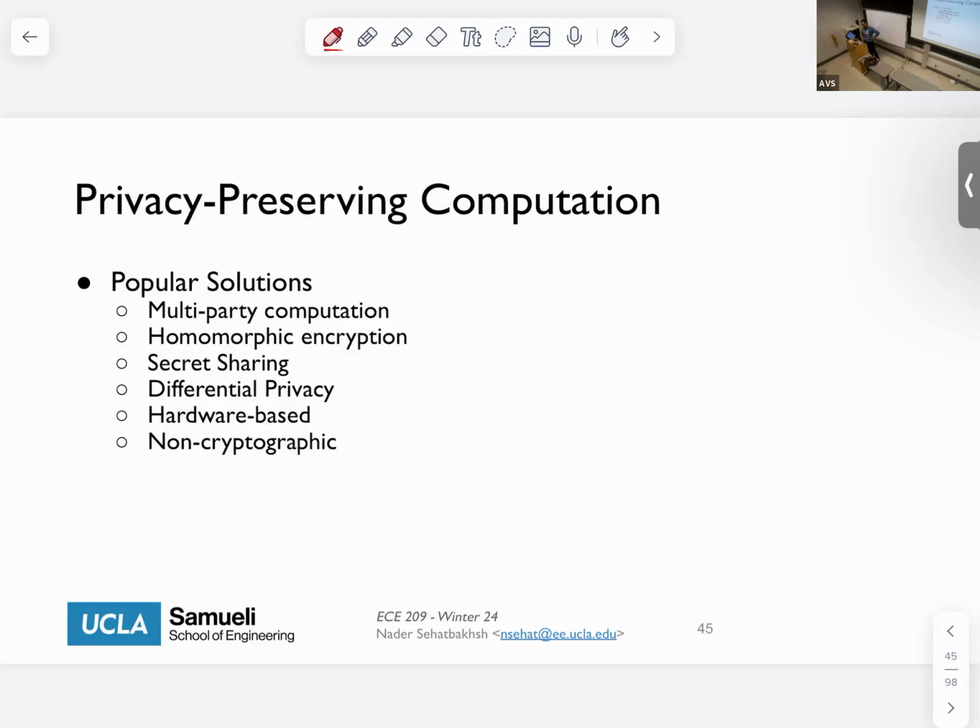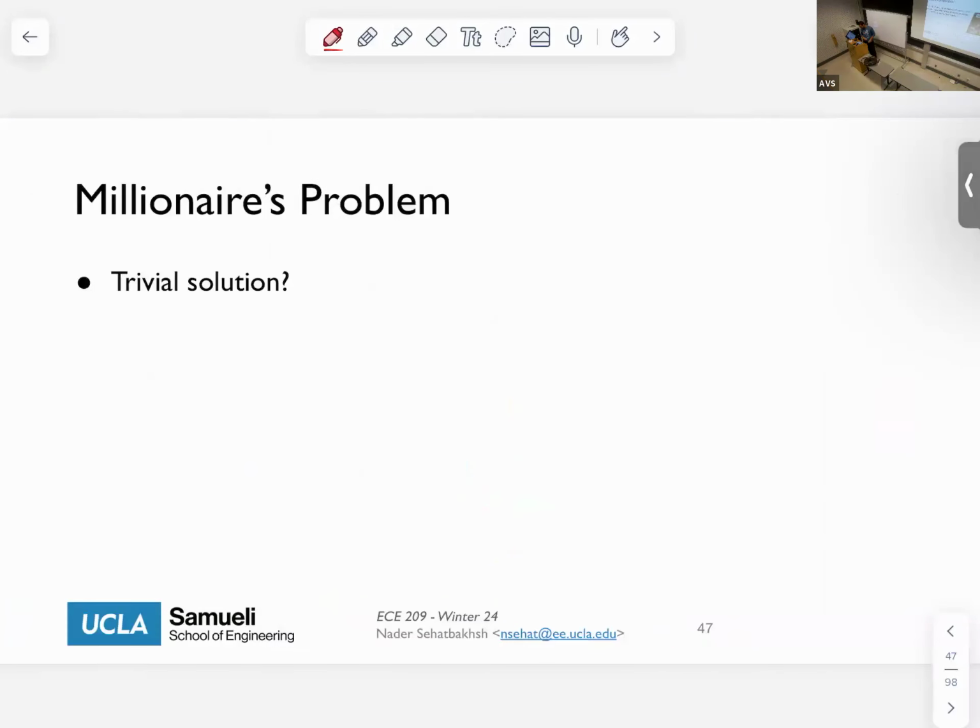There are a whole bunch of solutions for this. There is what we call multi-party computation, homomorphic encryption, secret sharing, and hardware-based methods. There are also non-cryptography-based methods. It is a very interesting problem that people solve. As I said, there is a trivial solution: if there is a trusted third party, then I can always share the values with them. But the problem with privacy preserving is there is no trusted third party, so this is a decentralized problem that we need to solve.